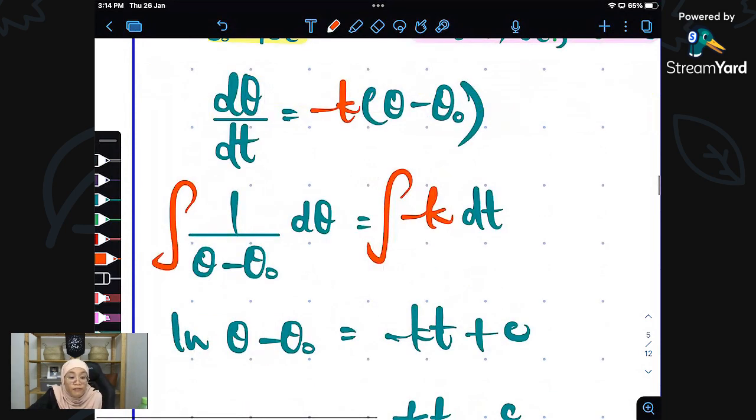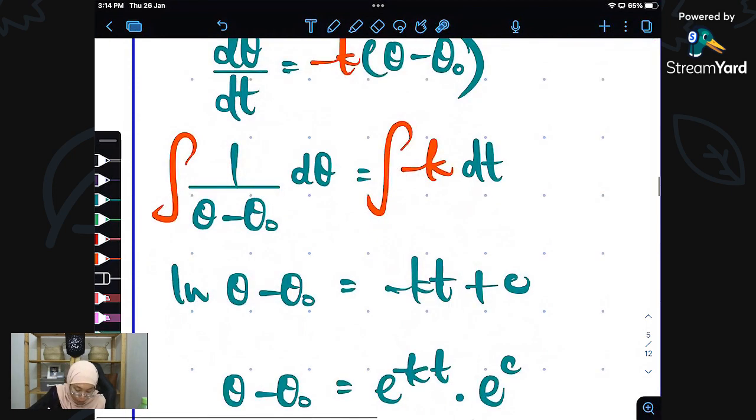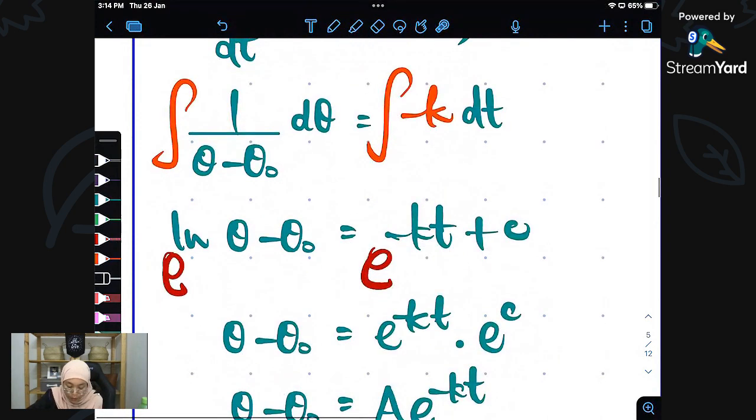After you integrate both sides, you will get ln theta minus theta naught equals negative kt plus C. Sebab apa kita integrate the k with respect to t, we'll get negative kt plus C. And then we do what? We do exponent both sides, we eliminate the ln there. And so it will give you theta minus theta naught bersamaan dengan exponent negative kt times exponent C by using the rule of indices. By this time, you must be very pro already with the rules of indices.